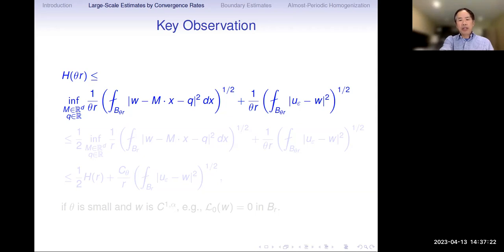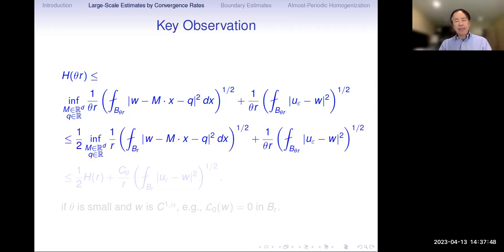So what do we do in the first step? I simply replace U epsilon by another function W, to be chosen. And this is just a triangle inequality. In the place of U epsilon, you replace it by W, and the difference is given in the second term. There's nothing else, just a triangle inequality.